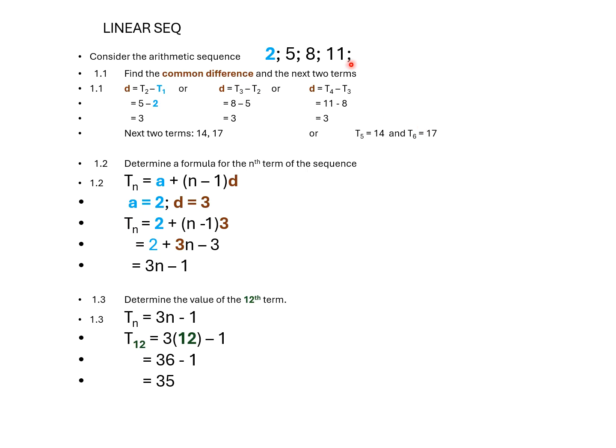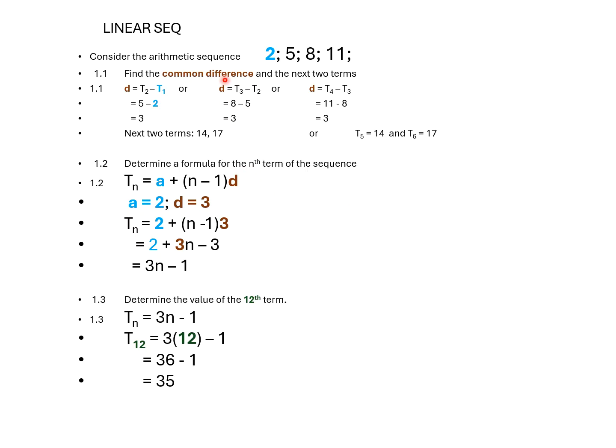Most of the time I'm just going to work with term 2 and term 1, the reason being they already specify that it's an arithmetic sequence. So to get my next two terms, I have to continue adding 3. 11 plus 3 would give me 14, and then 14 plus 3 would give me 17. Or I can write, you see there's 1, 2, 3, 4 terms, so term 5 would be 14 and term 6 would be 17.